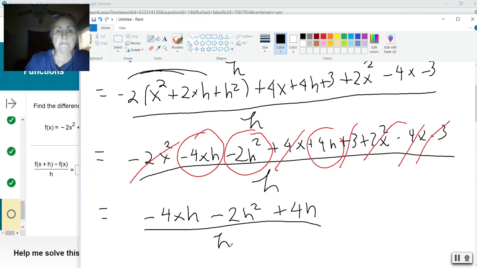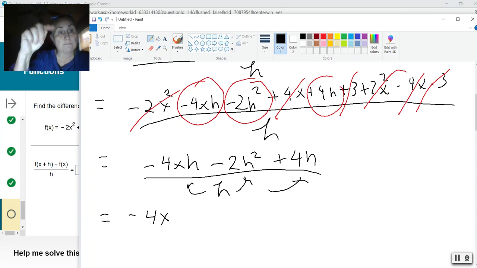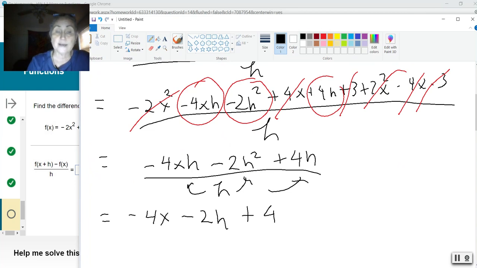We did it. All we have to do now is go negative 4x, because that h is going in there, it's going in there, it's going in there. It's reducing them all down by 1. So if there's only 1, it's going to be gone. But if there's 2, there's going to be 1 left. And if there's only 1, it's going to be gone. Our answer is negative 4x minus 2h plus 4.